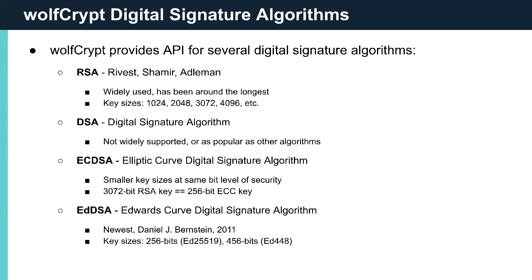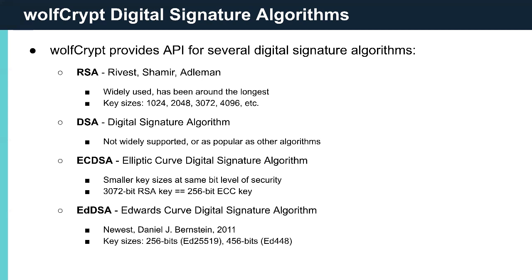DSA stands for digital signature algorithm. It's not as widely supported or as popular as some of these other algorithms are. ECDSA is probably one of the most popular today, just because of the smaller key sizes for the same security level. Comparing, a 3072-bit RSA key in security level is equivalent to a 256-bit ECC key. So that's a good amount of memory you can save, which is valuable on your embedded resource-constrained devices.